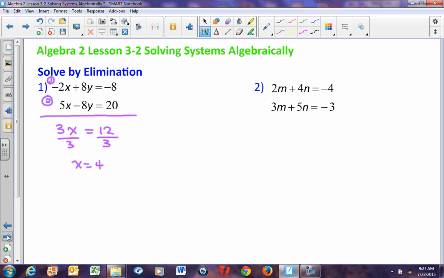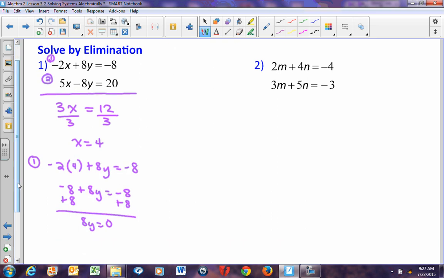Now, to solve for y, I can simply plug it into either equation. It doesn't matter which one I do. I'm going to plug it into equation 1 just because I don't like to deal with any variables as often as I can. So I have negative 2 times 4 plus 8y equals negative 8. So I have negative 8 plus 8y equals negative 8. Okay. So I'm simply going to add 8 to both sides, and I get 8y equals 0. If I divide by 8, obviously y equals 0. So my solution to this system is (4, 0).